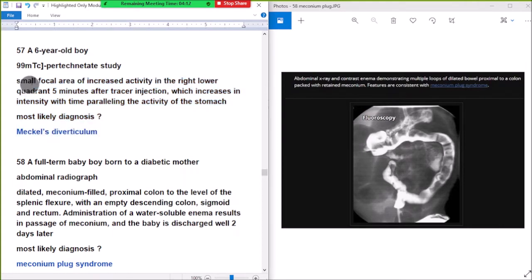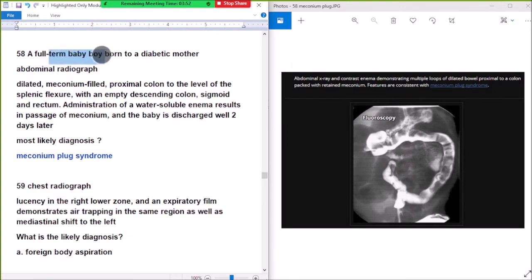Now, on technetium-99m pertechnetate study, focal area of increased activity in the right lower quadrant 5 minutes after tracer injection, which increased in intensity with time paralleling the activity of the stomach, so diagnosed Meckel's diverticulum. Increased activity paralleling the activity of the stomach, most likely diagnosed Meckel's diverticulum.